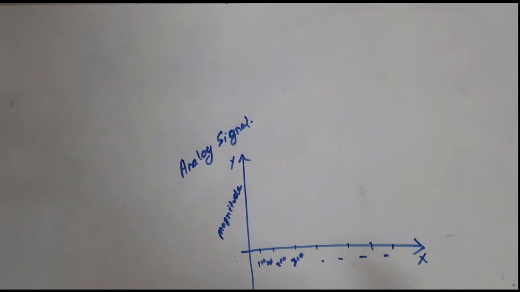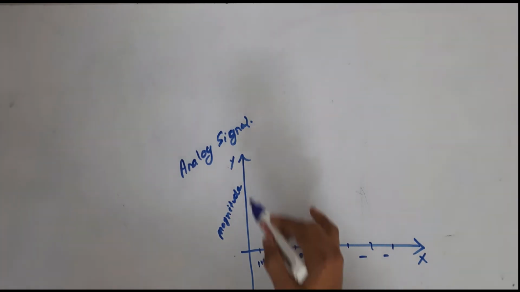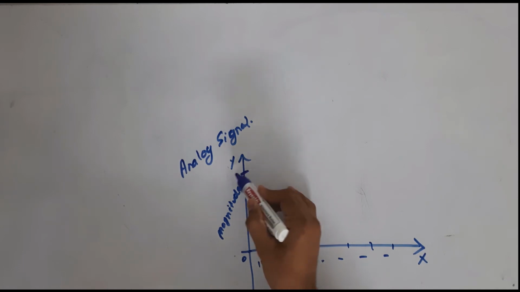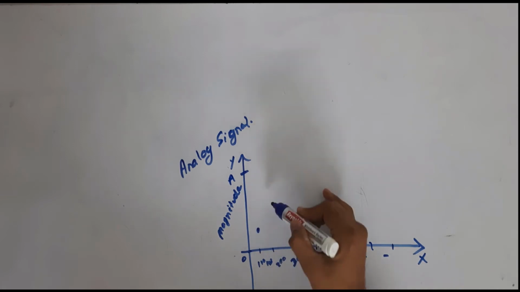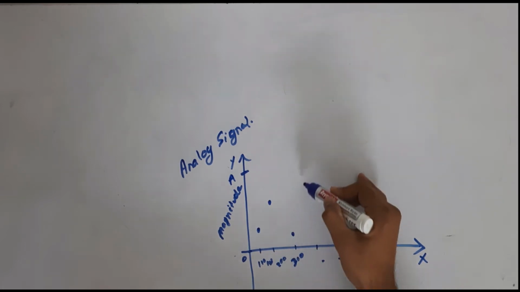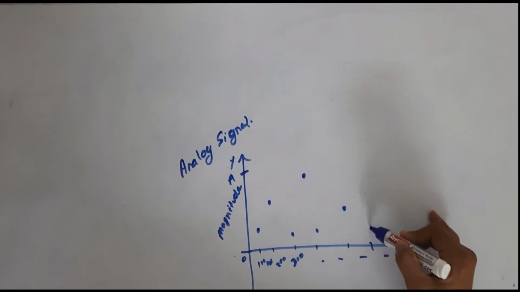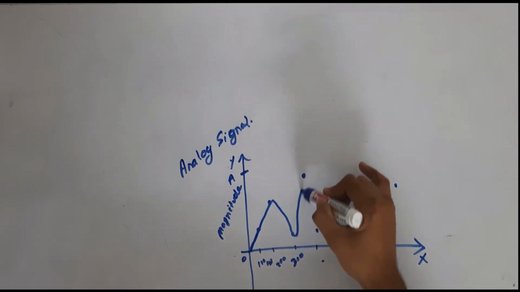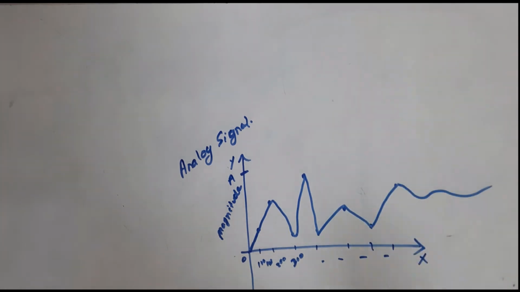So an analog signal can take any value between the defined limits. Now let's say the defined limits are 0 and A, capital A. So it can take any value at any instance of time. If we plot the graph, it may look like this.